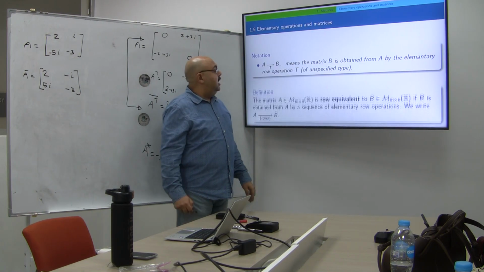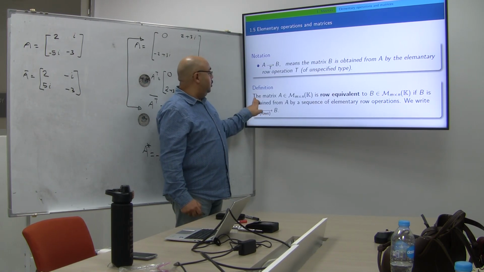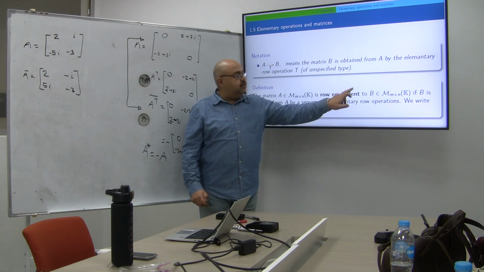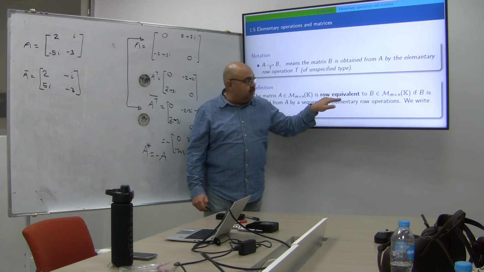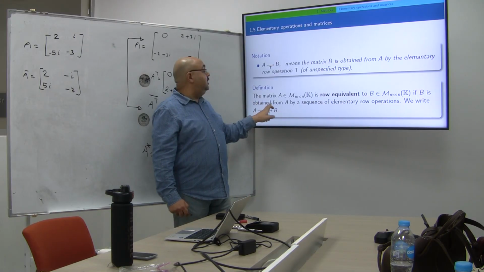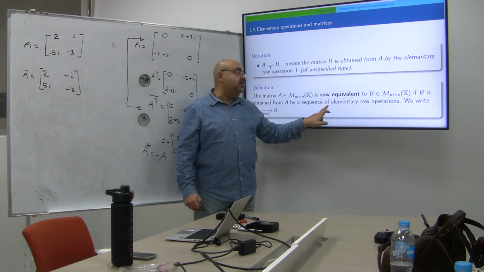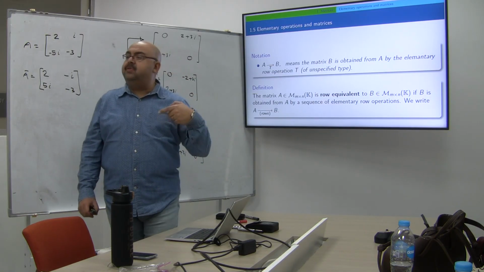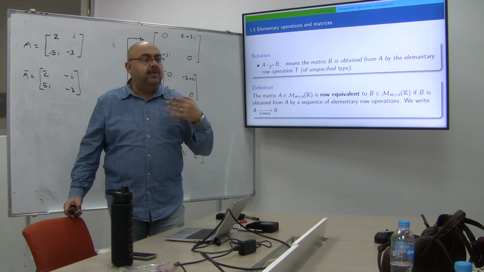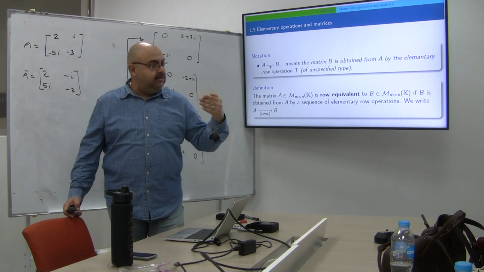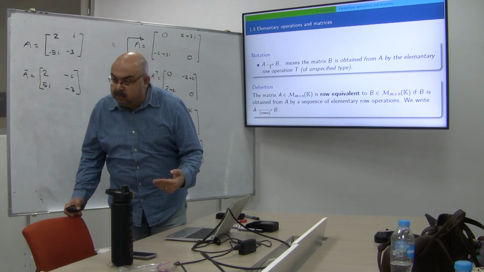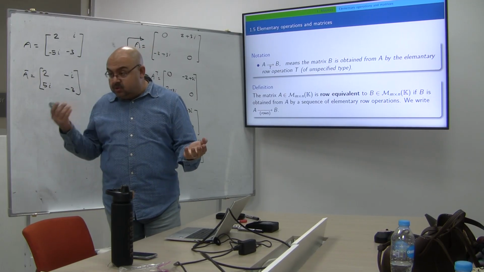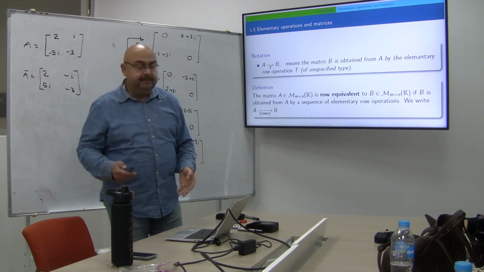This will be written down in these matrices. Here we go. The matrix A, which is M by N, is row equivalent to B, equivalent to each other, if B is obtained from A by a sequence of elementary row operations. I mean, if I like to do more than one row operation on a certain matrix for a specific purpose, I will end up with a matrix equivalent to the original one. Okay?